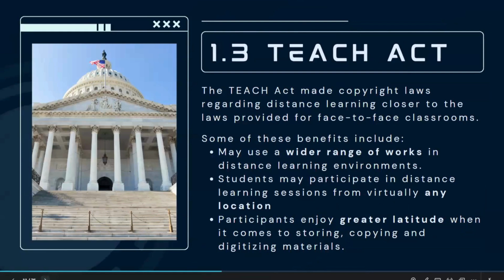So the TEACH Act, there are some rules that have been introduced, like the TEACH Act or the Technology Education and Copyright Harmonization Act of 2002, that expanded what you can and cannot do. The TEACH Act made copyright laws regarding distance learning closer to the laws provided for face-to-face learning. Some of these benefits include you may use a wider range of works in distance learning environments. Students may participate in distance learning sessions from virtually anywhere. And participants may enjoy greater latitude when it comes to storing, copying, and digitizing material.